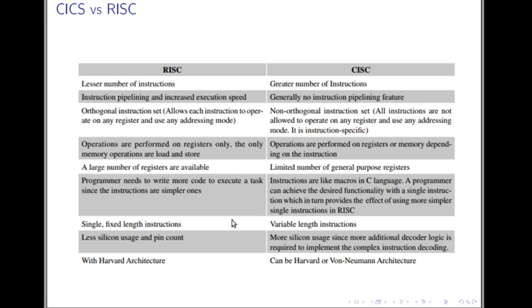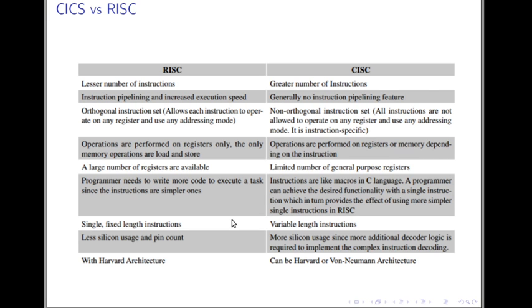In RISC, the programmer needs to write more code to execute. As we have fewer instructions in the RISC architecture, we have to write longer code. In CISC architecture, as we have a larger number of instructions, we have to write less code. Again, because there are fewer instructions, RISC architecture is basically simpler than the CISC architecture.